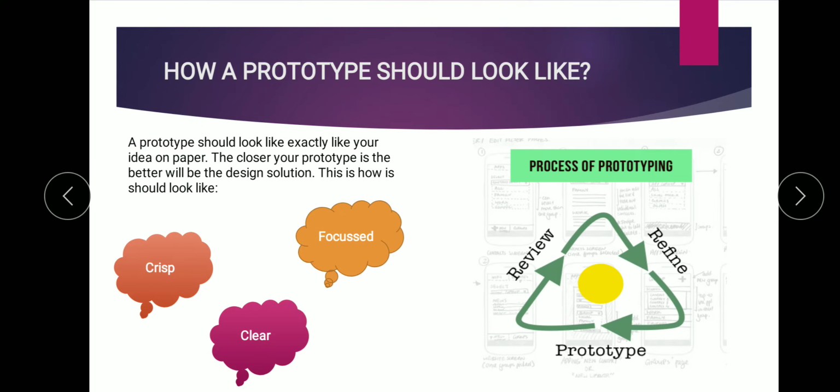So how should a prototype look? You must first prototype it, review it, refine it, and again come back to prototyping. So it should look exactly like the idea on your paper. The closer your prototype is, the better the design solution will be. So this is how a prototype should look. It should be crisp and clear and focused towards the solution.